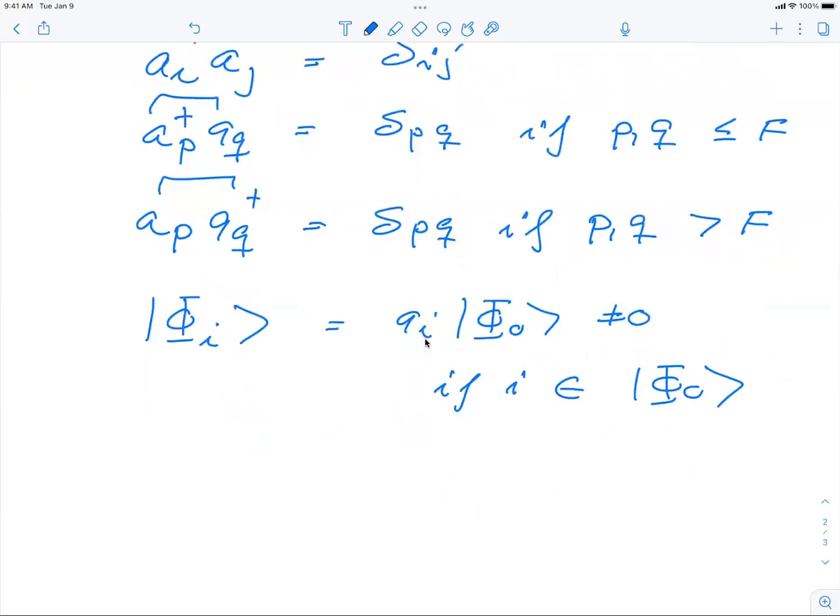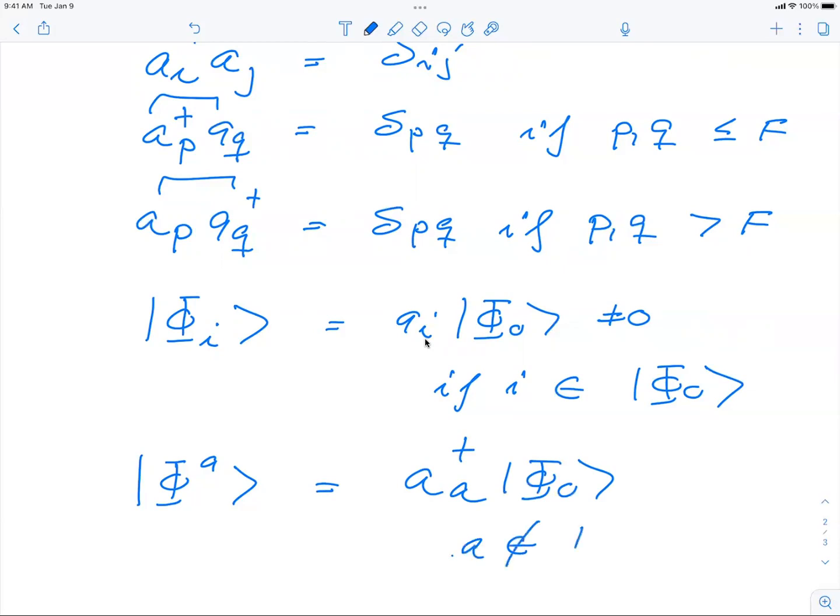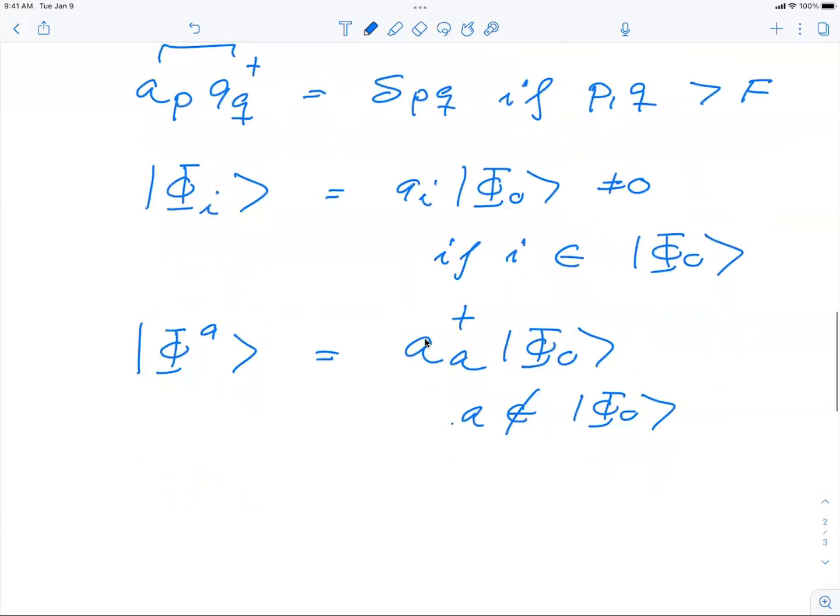And then we also introduced a state with a label A. So A is now a state above the Fermi level. And in that case, this was given by the creation operator acting on your vacuum state. And so A is not in phi 0 by definition, because that's a state which we have explicitly defined to be outside the occupied states. This becomes an n+1 state.